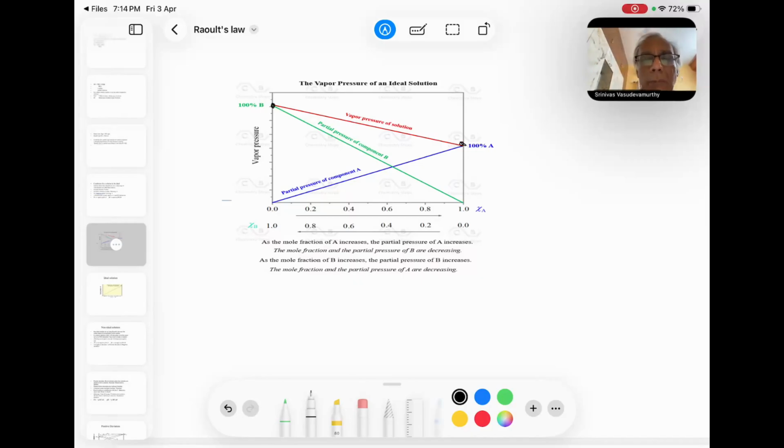Then we have seen how the vapor pressure is changing. The blue line shows the partial pressure of solvent A. The green line shows the partial pressure of solvent B. The red line shows the vapor pressure of solution AB. At any mole fraction, I can find the total vapor pressure of the solution, or the partial vapor pressure of component B or component A in the solution AB. Anytime you can find it here. So this is the graph for an ideal solution.